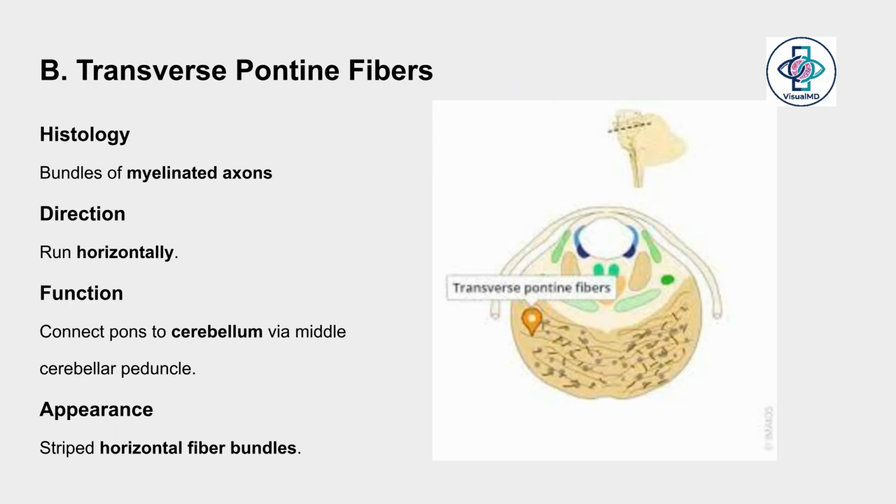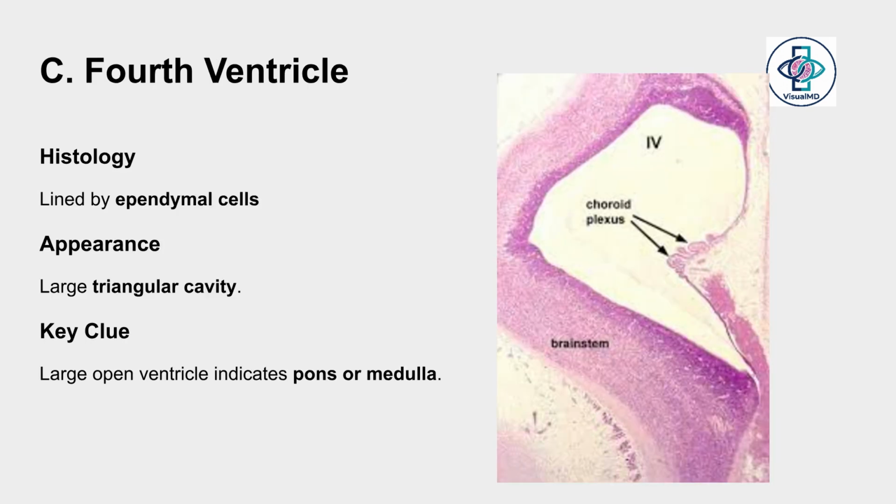Transverse pontine fibers are bundles of myelinated axons that run horizontally. They connect the pons to the cerebellum via the middle cerebellar peduncle, appearing as striped horizontal fiber bundles. The fourth ventricle is a large triangular cavity lined by ependymal cells. The presence of a large open ventricle is a key clue, indicating the pons or medulla.